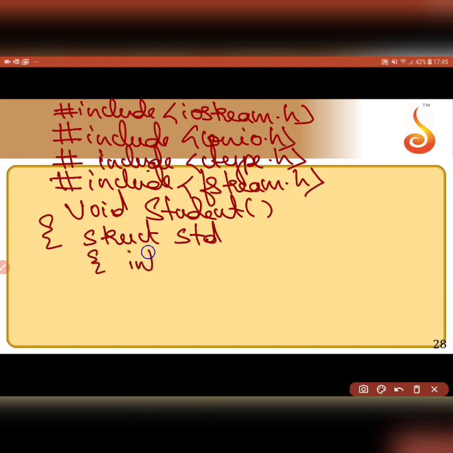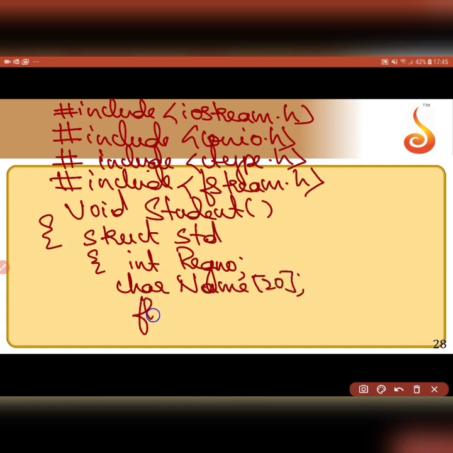In that, it has 3 fields: int registration number, char name of 20 characters maximum, and float marks. And then let s be the structure variable, and I am closing it. See, this is all. The structure is a part of the function student. I have not written a standalone structure here. Structure is the part of student.